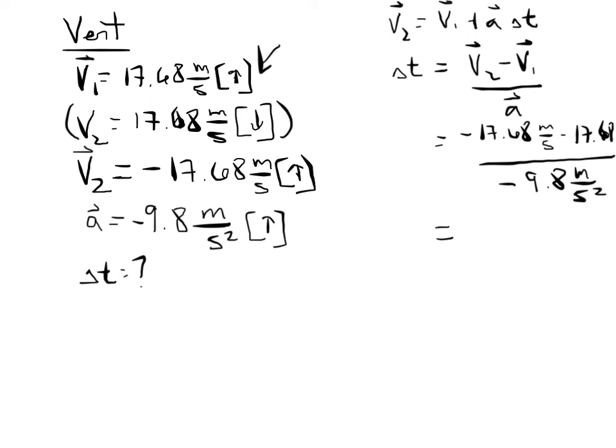And so doing the math, negative 17.68 minus 17.68 divided by 9.8, this of course has to happen first, right? We get an answer of 3.61 seconds. So delta t equals 3.61 seconds.